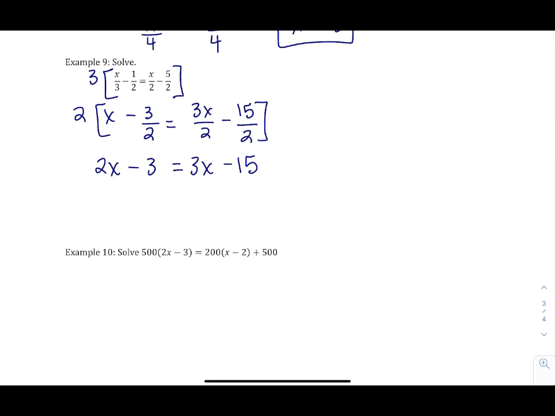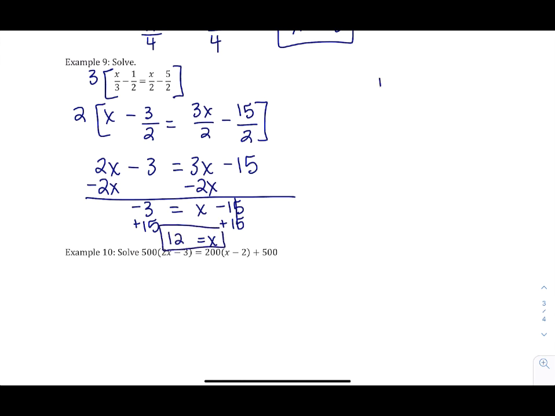All right, now we're ready to solve. I'm going to subtract 2x this time so that I have a positive number on my variable. 3 minus 2, that's going to leave me with 1x. Then I need to add 15 so that I'm left with x equals positive 12.